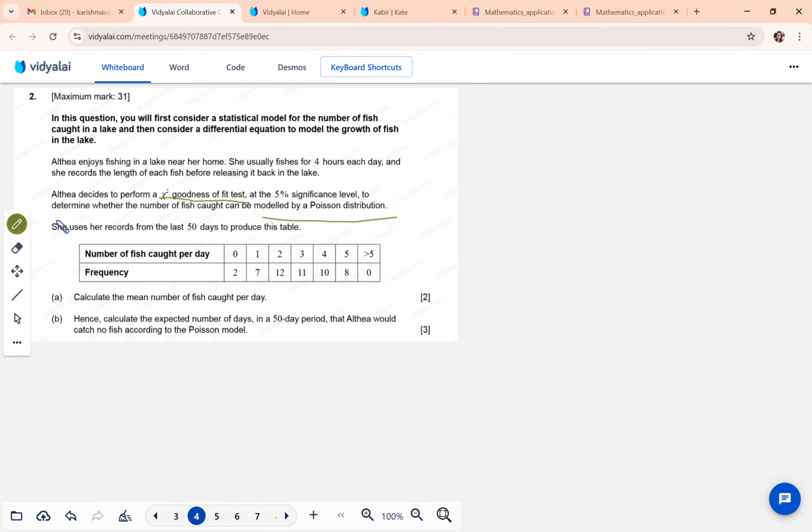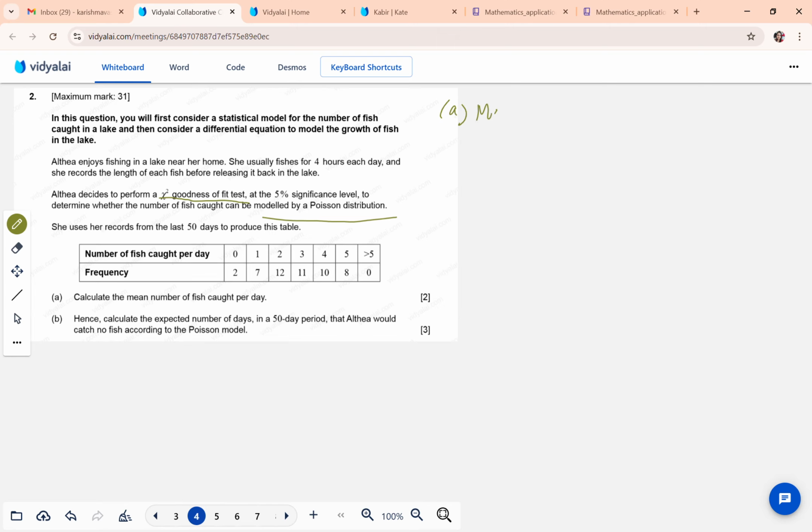Then she uses her records from the last 50 days to produce this table. Number of fish caught per day: 0, 1, 2, 3, 4, 5 and greater than 5. Frequency: 2, 7, 12, 11, 10, 8, 0. Part A is: calculate the mean of the number of fish caught per day.